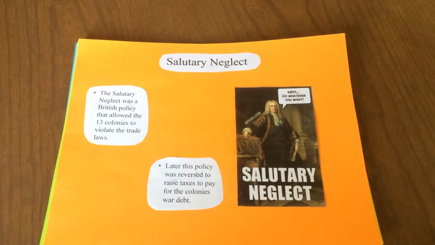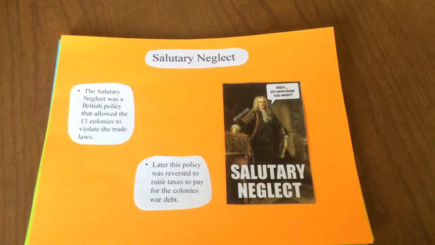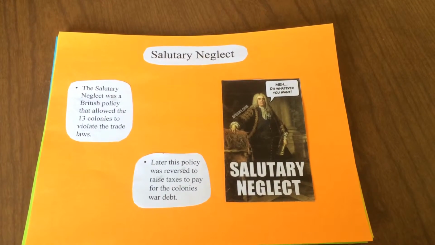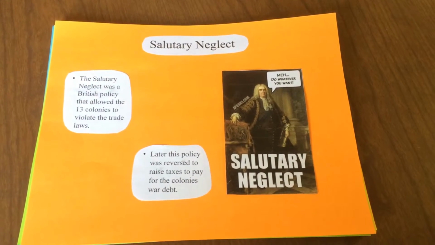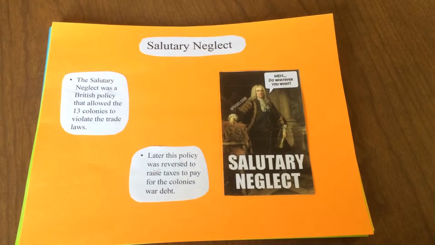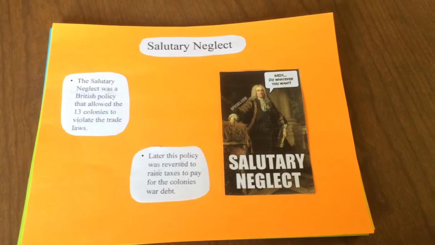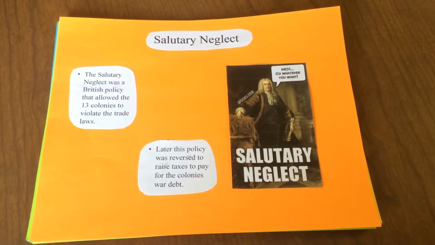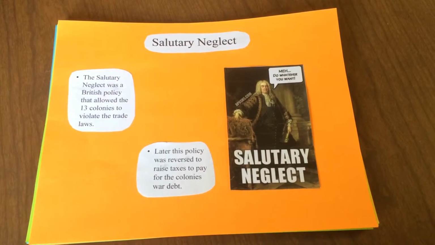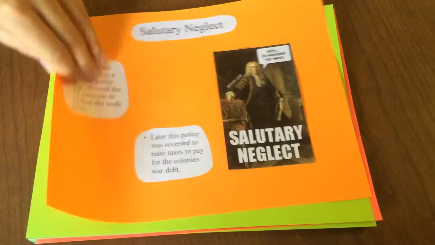Salutary Neglect was a policy that allowed colonists in the 13 colonies to violate trade laws because sending British soldiers to the Americas to enforce these laws was too expensive. One of the biggest reasons for this policy was to ensure that the colonists would stay loyal to England, and the threat of rebellion was a huge concern. Later, the English government reversed this policy in order to raise taxes to pay off the colonies' war debts.